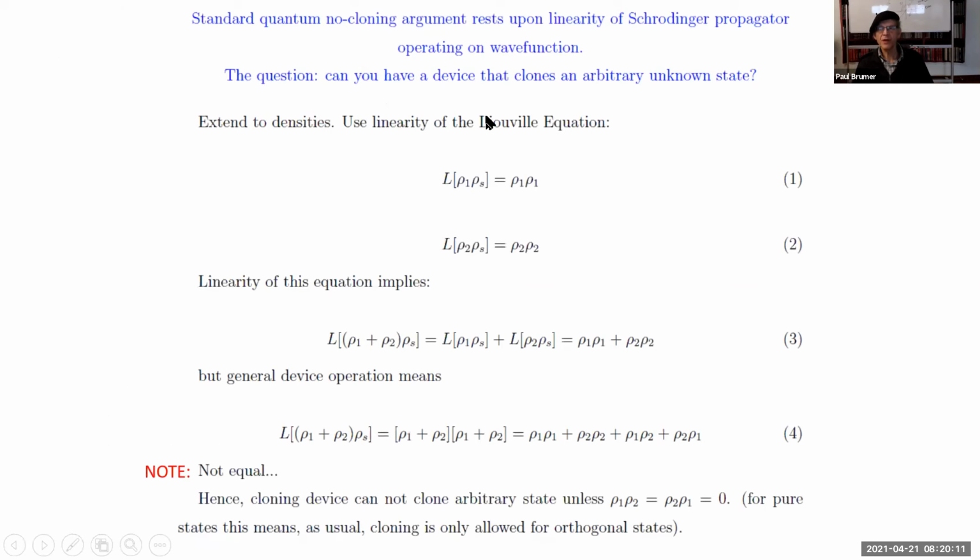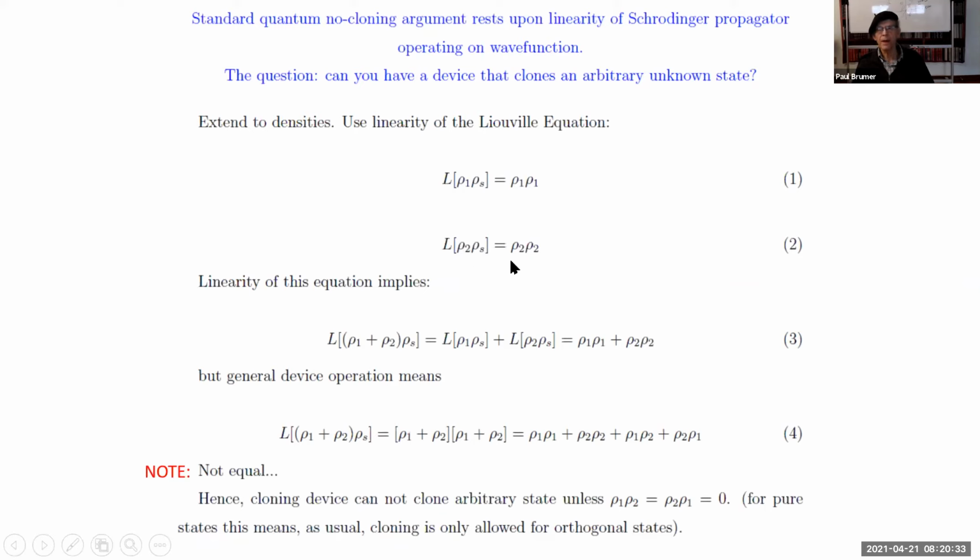You have this situation here. You have the state you want to clone, ρ1, and a little box into which you're going to put the state. The Liouville operator L operating on ρ1, ρS should give you ρ1, ρ1. And if it's operating on the box and a different state, ρ2, it should give you ρ2, ρ2.